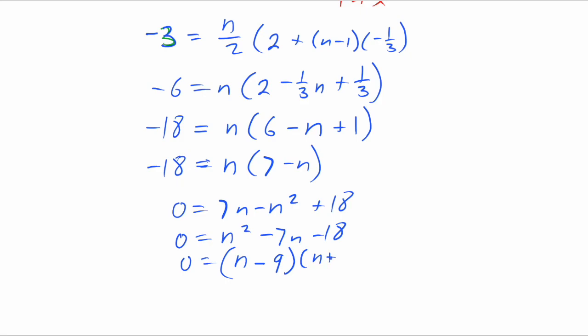This makes sense. It's n minus 9, n plus 2. Remember, n is the number of terms. It has to be a positive whole number, so we only get one answer: n equals 9.